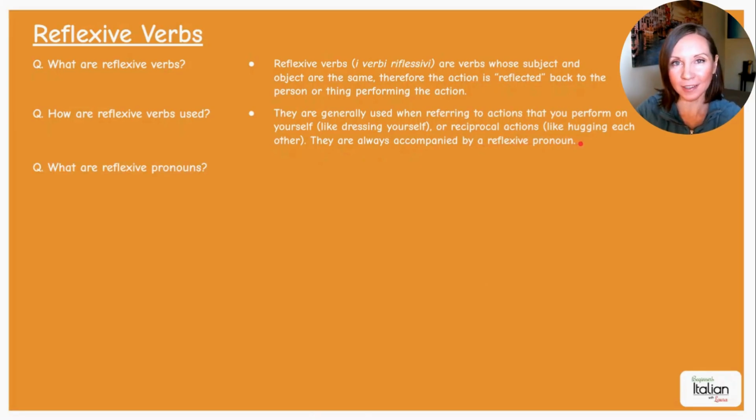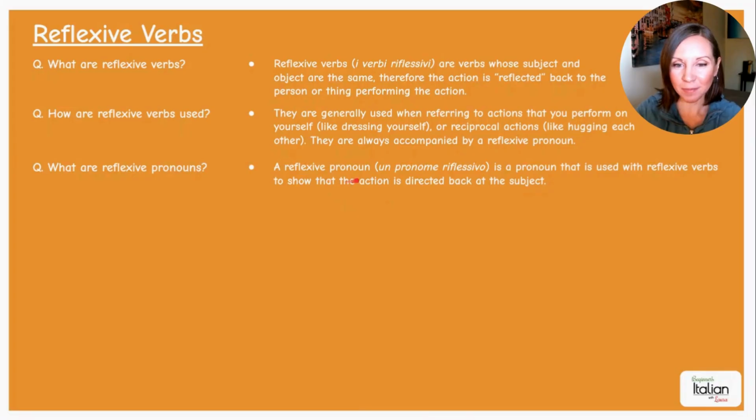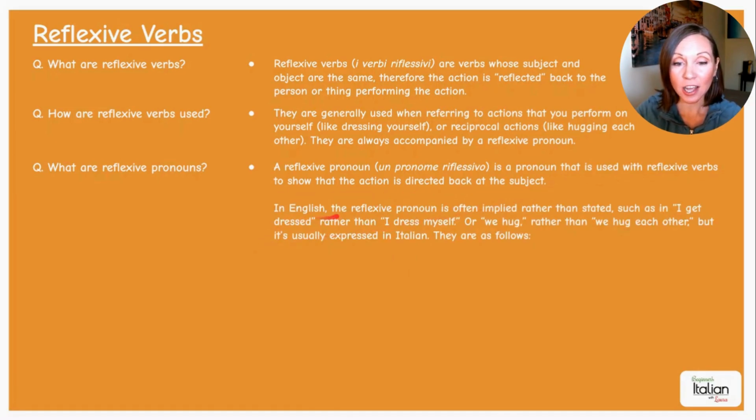So what are reflexive pronouns? A reflexive pronoun, or un pronome riflessivo, is a pronoun that is used with reflexive verbs to show that the action is directed back at the subject. In English, the reflexive pronoun is often implied rather than stated, such as in I get dressed rather than I dress myself, or we hug rather than we hug each other. But it's usually expressed in Italian. So that's a little bit different between English and Italian.